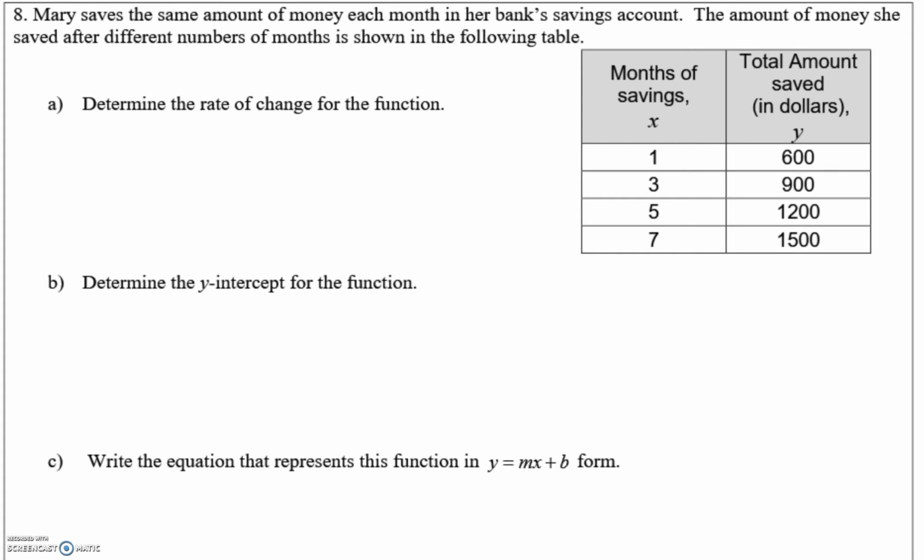Okay, so for number 8, it says Mary saves the same amount of money each month in her savings account. The amount of money she saved after different numbers of months are shown below in the following table. So, for part A, it says determine the rate of change. Another word for rate of change is slope.